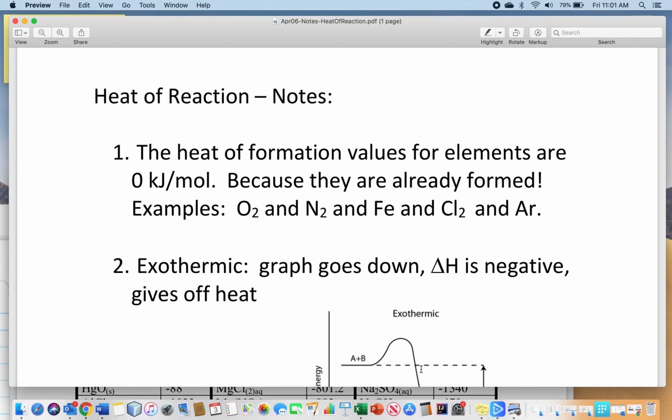If it's given off, it gets hot. That's exothermic. If it doesn't release heat, it absorbs heat. It gets cold. It absorbs heat from the environment.